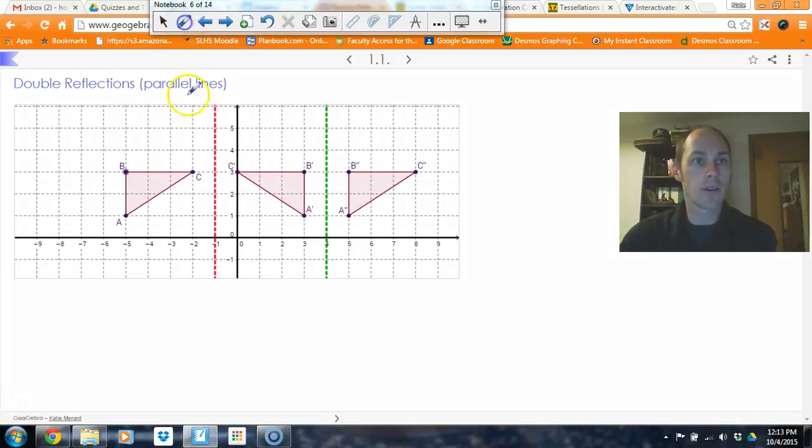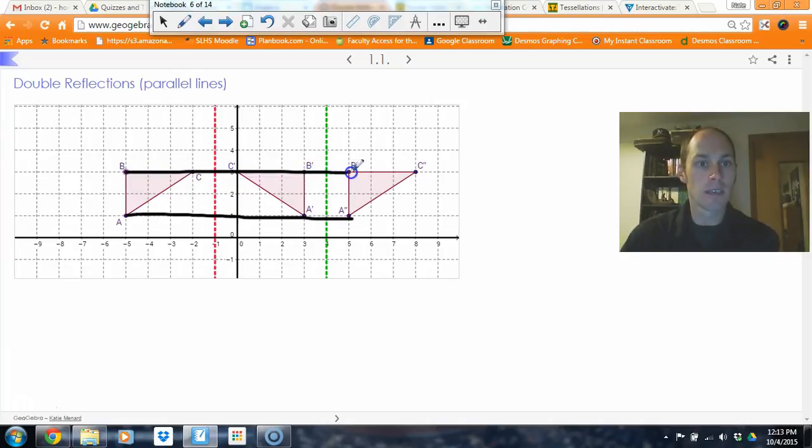Another thing that maybe you noticed was that these points, if I connect A, A prime, and A double prime, and B through its images, then we see that those lines are perpendicular to the reflection lines, because we know that lines of reflection will be perpendicular to what they're reflecting across. We see that it applies to both lines as well.